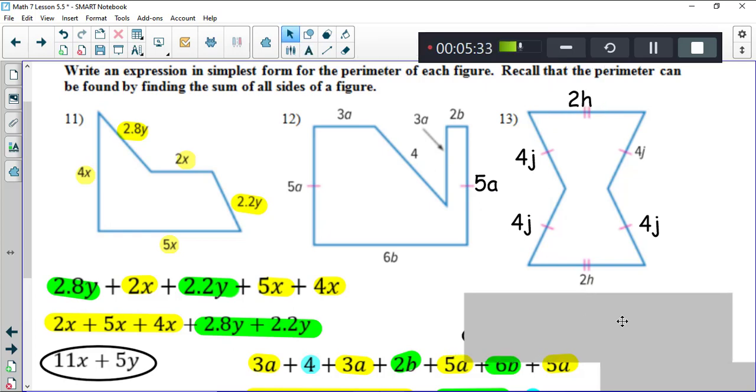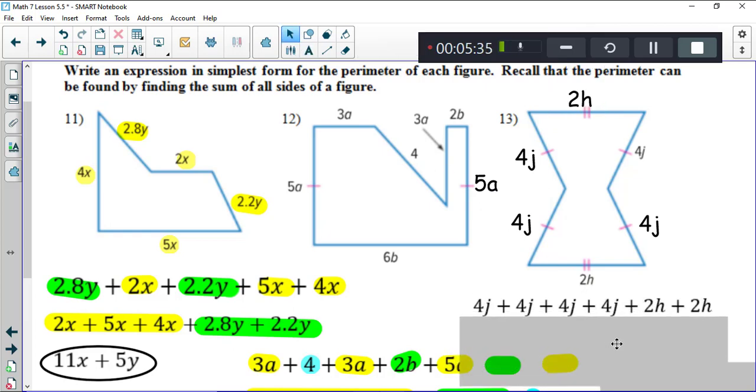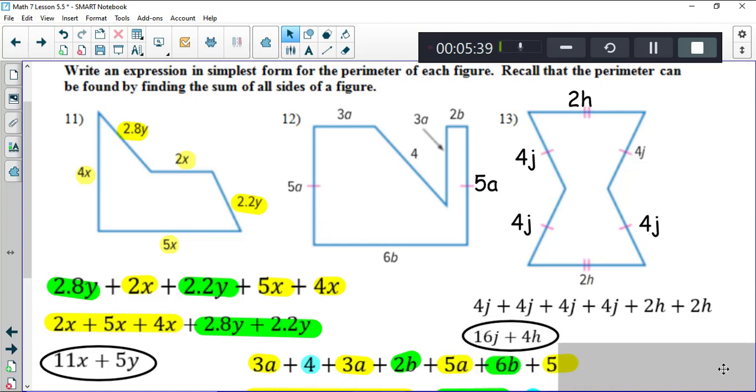So when I add these together, I've got 4j plus 4j plus 4j plus 4j plus 2h plus 2h. Let me just move this out of the way for us. There we go. The 4j's, and you could even write it as 4 times 4j, by the way, are going to be our like terms. They combine to give us 16j. And then we have two 2h's, and you could do 2 times 2h, or I wrote it as 2h plus 2h. But our final solution here is 16j plus 4h.